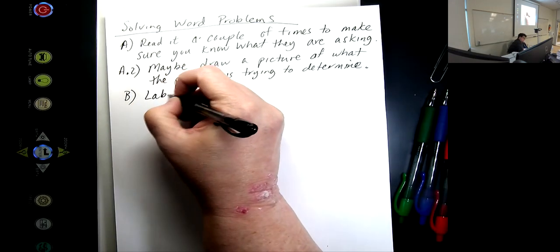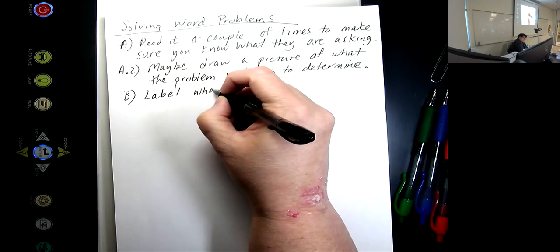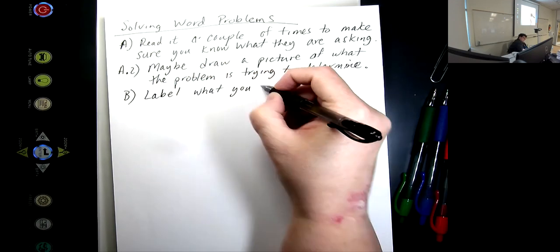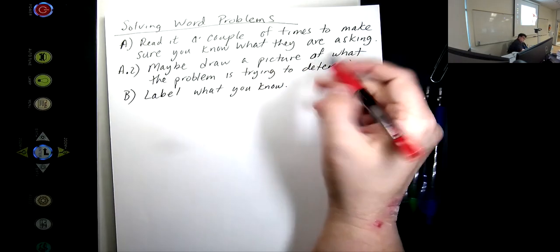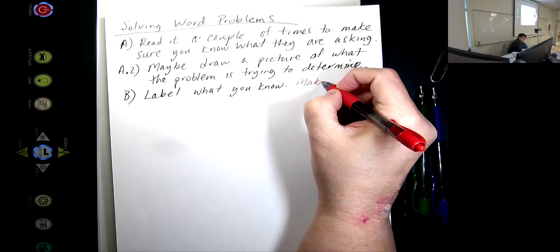From there, label what you know. Make sure to note the units.